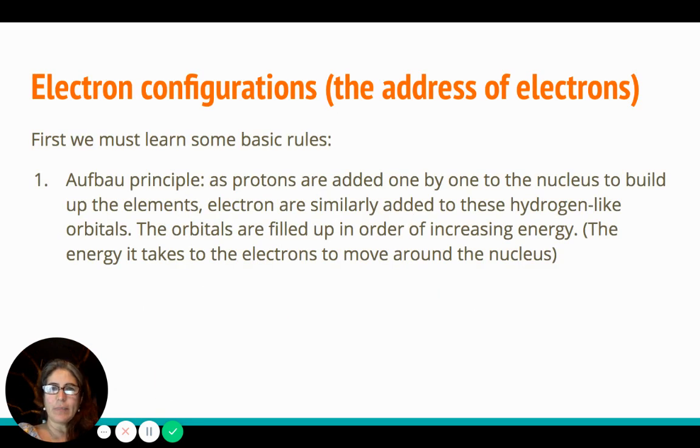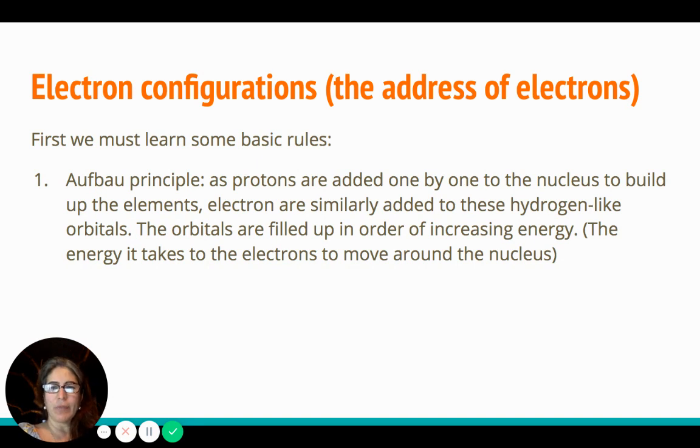So let's start learning how to do electron configuration. Again, it's like finding the address of the electrons. First we must learn some basic rules. You can pause the video right now to take notes. The first rule is the Aufbau principle. Just the same as protons are added one by one to the nucleus to build up the elements.